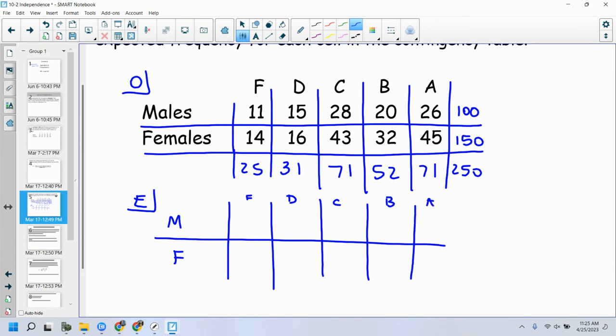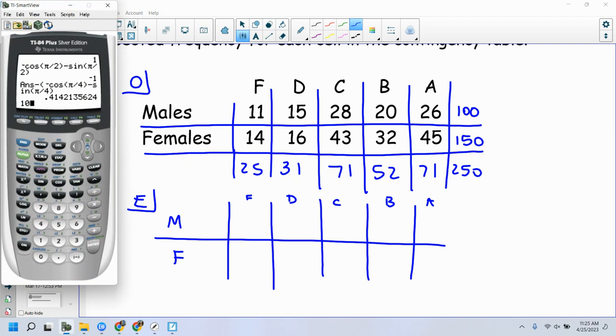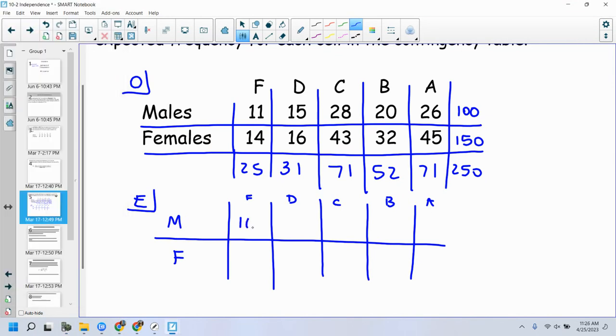Okay, male F. Row, 100, column, 25. So I'm going to take 100 times 25, and I'm going to divide that by 250. What should I have expected in this cell? 10. Knowing that I had 100 males and 25 Fs total, I should have expected, out of 250, 10. I got pretty close to that, right? Let's do that for each cell.